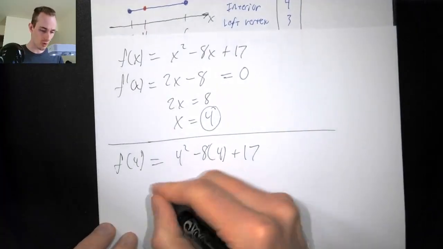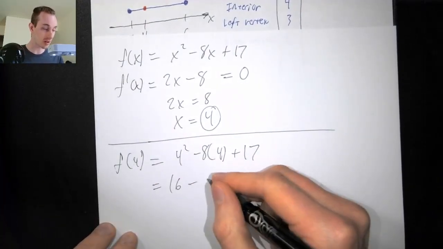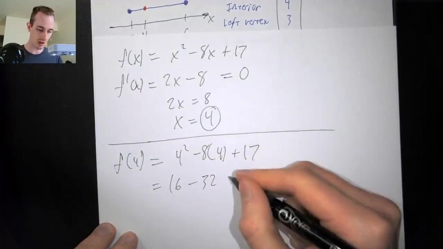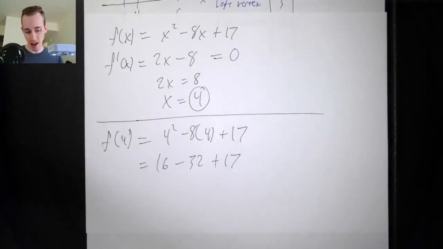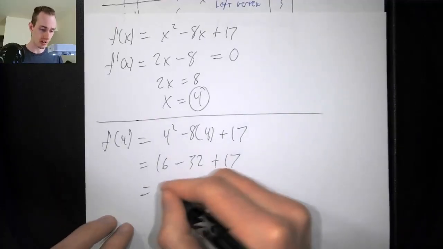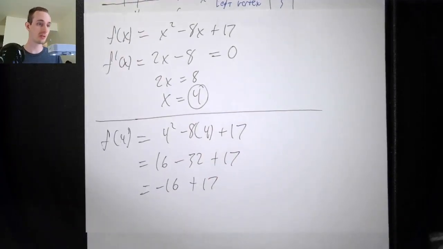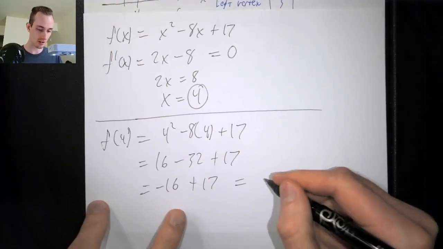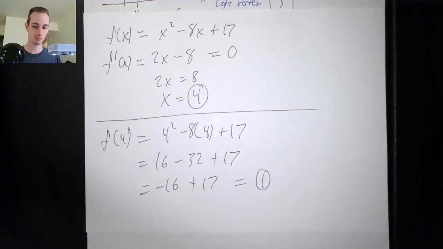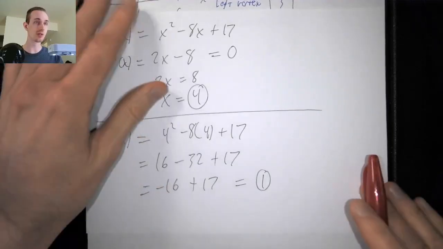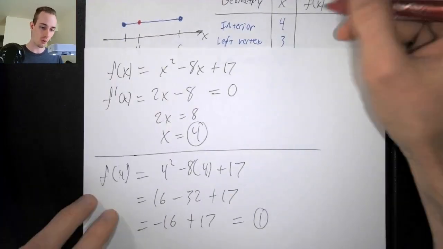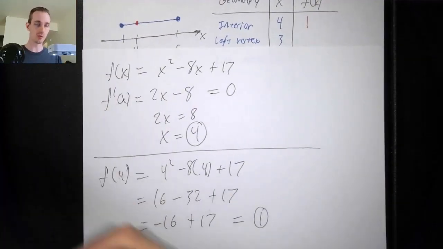So then 4 squared is 16, 8 times 4 is 32, with the minus sign of course, and then plus 17. Now 16 is half of 32, so 16 minus 32 makes negative 16. We still have that plus 17 there. And 17 minus 16 is a nice clean 1. All right, so I'll plug that into the table. We have f of 4 is 1. There we go.